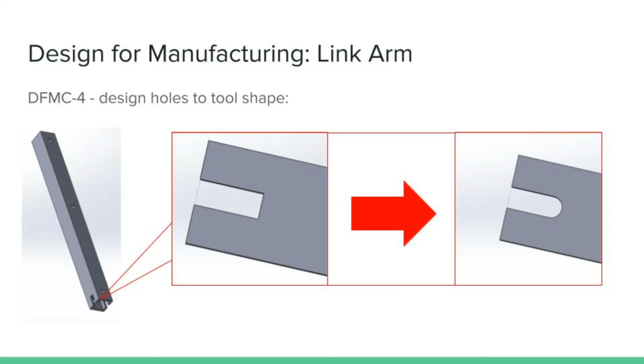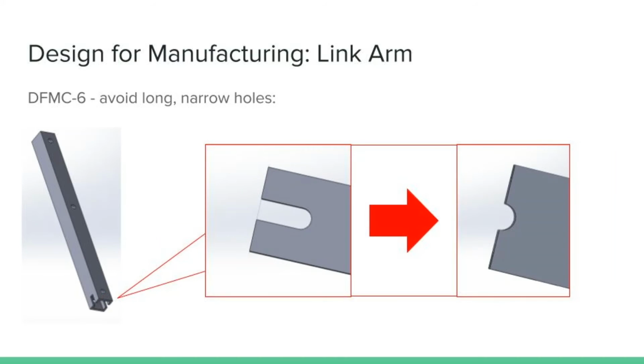The second redesign was based on DfM-C4, which is to design holes to tool shape. Since this slot is being milled, it would be extremely hard to get a straight internal edge as specified by the model. Changing these edges to be circular to fit the tool shape makes it more realistic to machine and reduces machine time cost. The third redesign is based on DfM-C6, which is to avoid long, narrow holes.